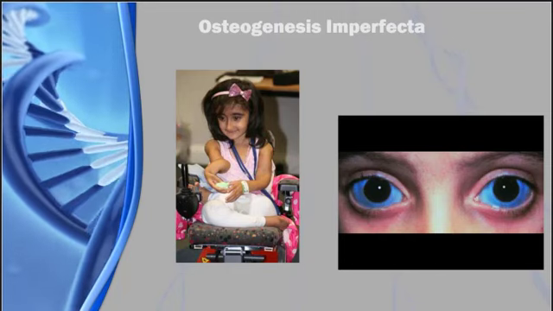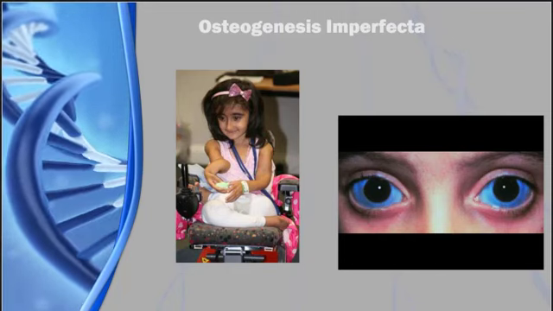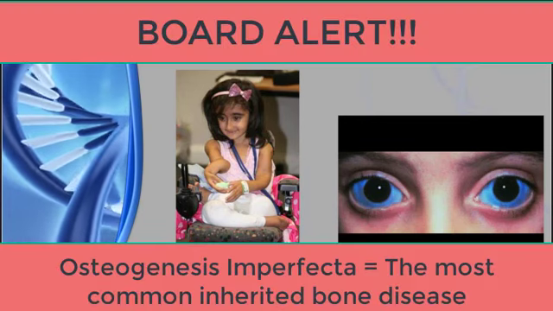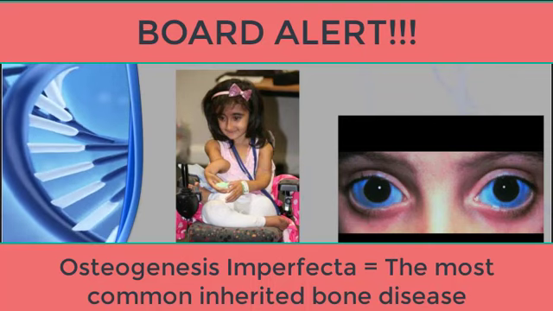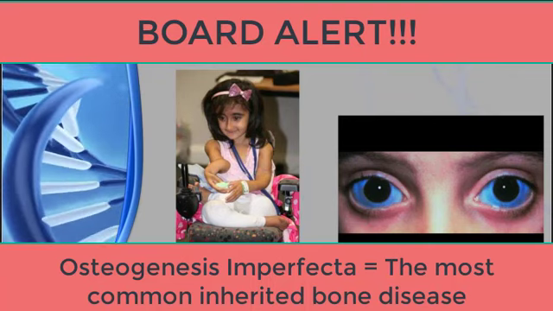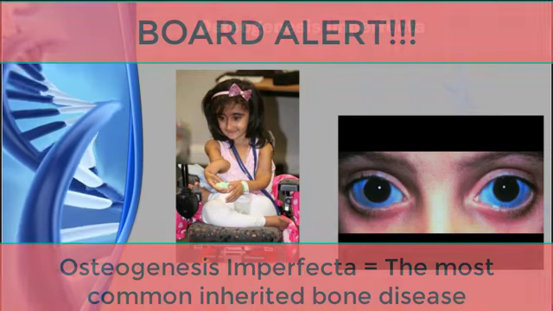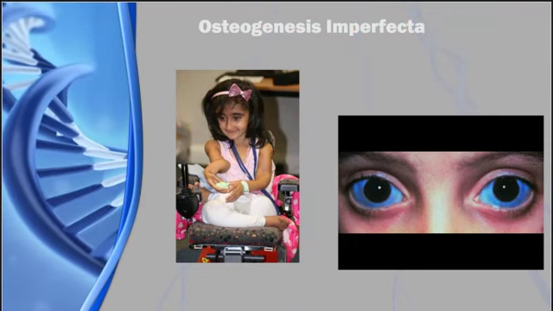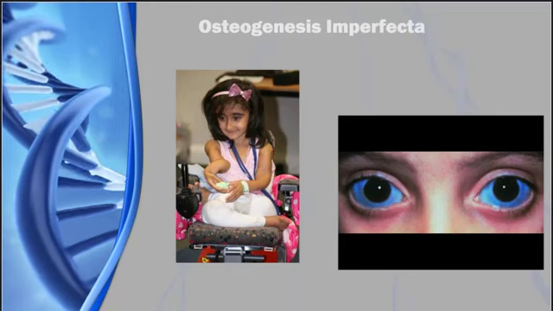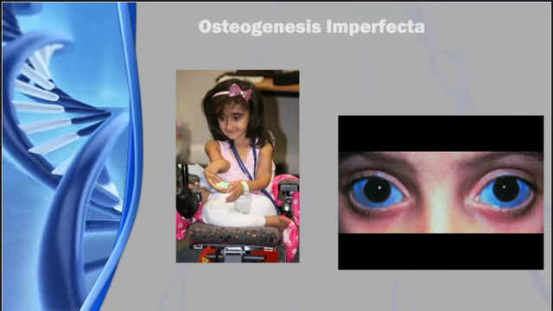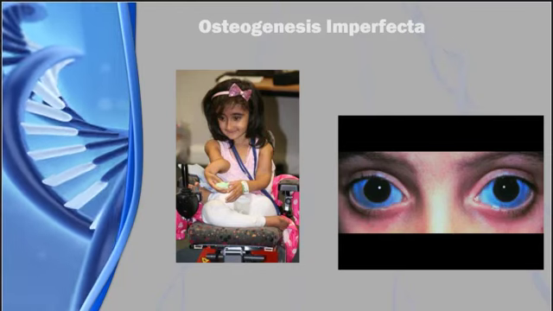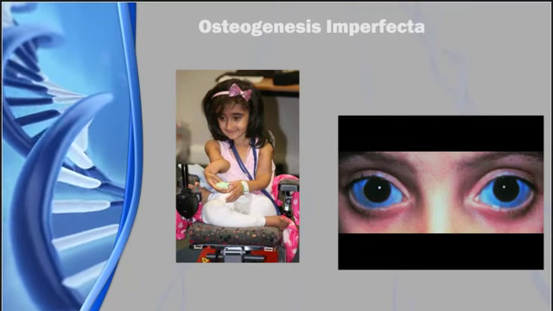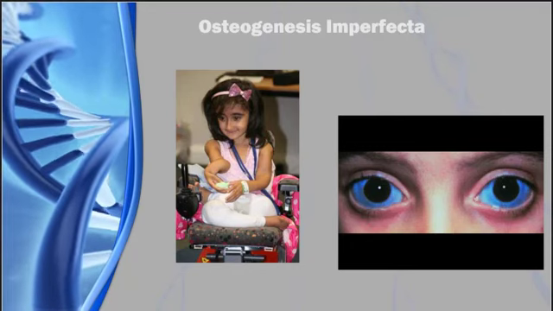Osteogenesis imperfecta is also known as brittle bone disease, and we have another board alert. This is going to be the most common inherited bone disease, brittle bone disease or osteogenesis imperfecta. These patients are going to have fragile bones that break very easily. They also have loose ligaments due to defective collagen, and they have a characteristic blue tinge to the sclera of the eyes. They can also have hearing loss, and they may be prone to seizures. So they just have very brittle bones.